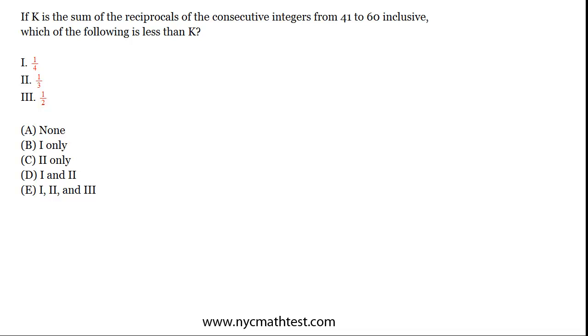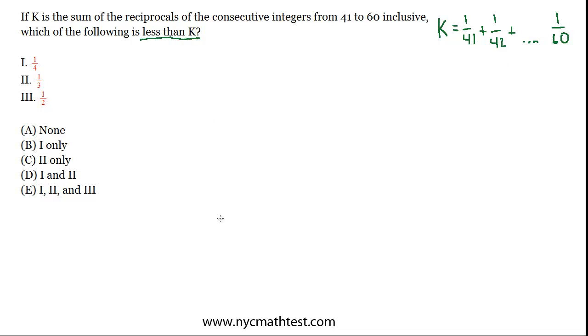K is the sum of the reciprocals of consecutive integers from 41 to 60. So basically what they're saying is that k is 1 over 41 plus 1 over 42 plus ... all the way up to 1 over 60. And actually, if I wanted to write these in order from smallest to largest, I should write 1 over 60 first and have it go up to 1 over 41. But either way, commutative property of addition, so it doesn't matter how we write it. That's the sum that we're talking about. That's what k is. And they want to know which of the following is less than k.